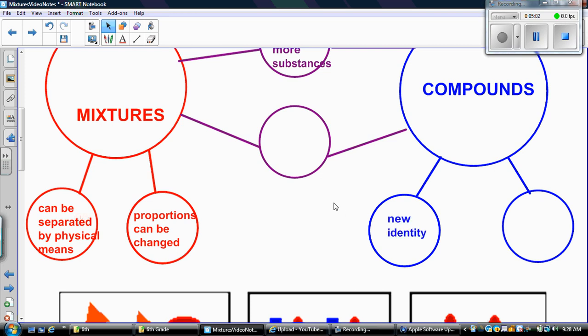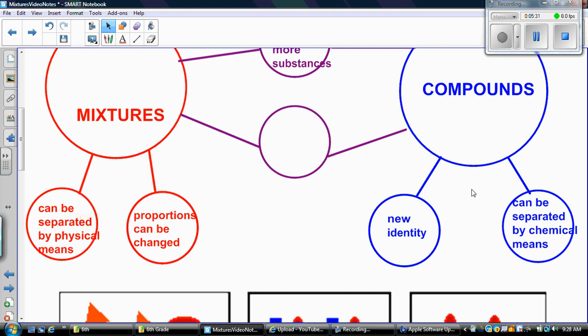Compounds will also create a new identity. We talked about this in Target 14 with the example of sodium and chlorine. Sodium and chlorine are both elements. They are both poisonous. But when you chemically combine sodium and chlorine, they make table salt, which is not poisonous. So when you chemically combine elements, they get new properties or a new identity. I spelled identity right on that one.